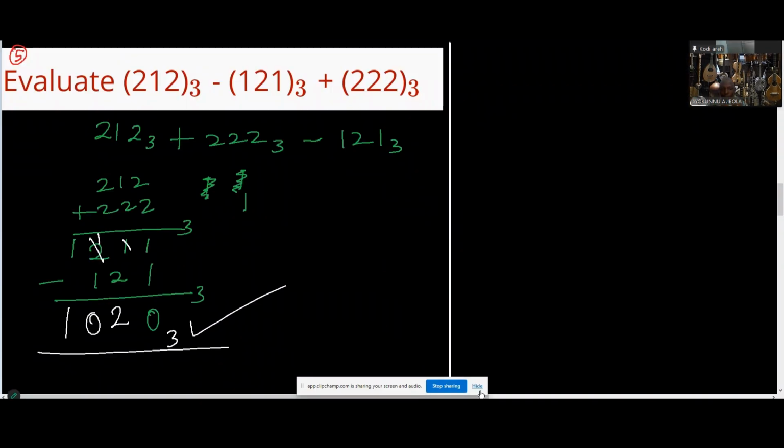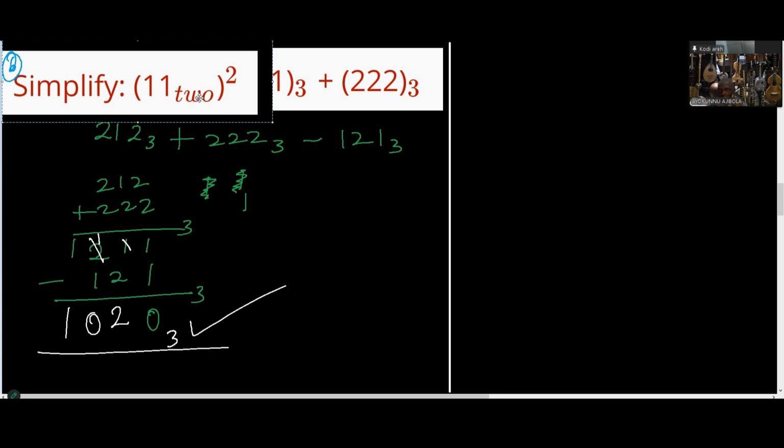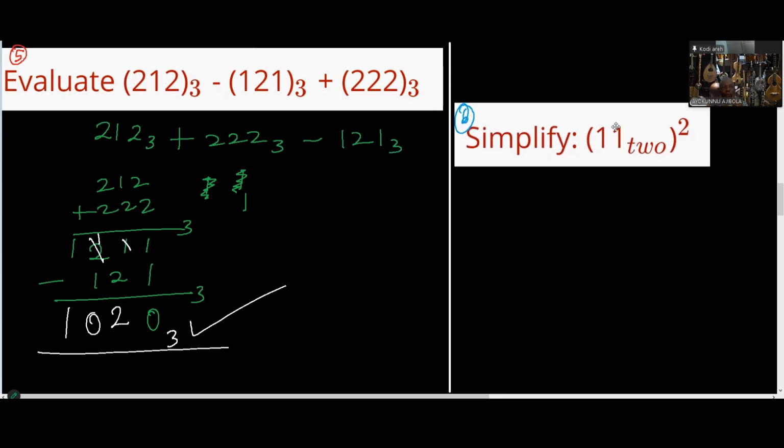Let's look at this question 6. It says simplify 1 base 2 raised to power 2. What this simply means is that 1 base 2 times 1 base 2, okay? So you're going to say 1 times 1. Then 1 times 1 gives us 1, the other 1 times 1 gives us 1, then this second 1 times 1 gives us 1, and this times 1 gives us 1.